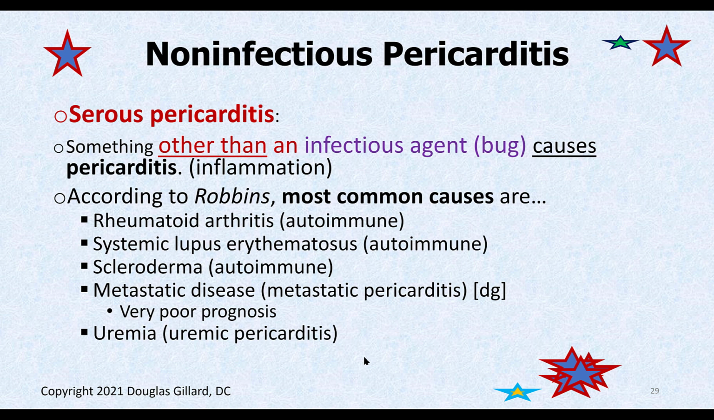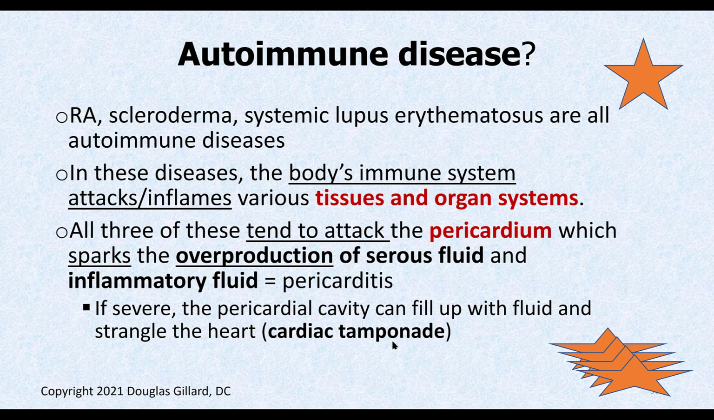Uremic pericarditis, from uremia, that's a failing kidney. Parts of the kidney can start breaking down and getting into the blood. It's circulating, and they can get stuck, just like cancer, just like a bug. Those breakdown products of the kidney can get stuck inside the pericardium and spark an inflammation. Autoimmune disease, we already talked about that. Rheumatoid arthritis, scleroderma, lupus, they're all autoimmune diseases.